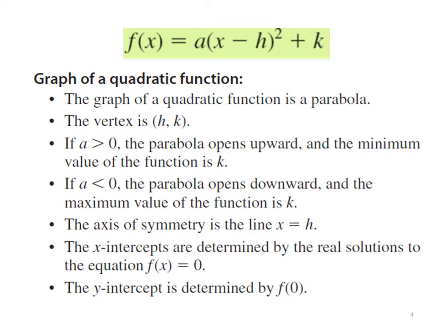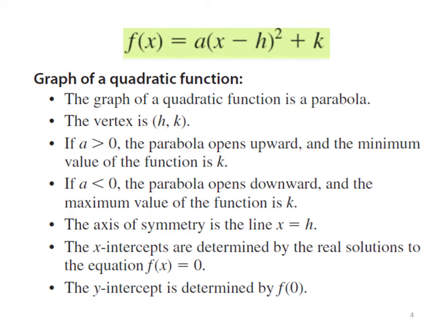A parabola either points upward or points downward, and that can be determined by the sign of a. If a is greater than 0, then the parabola opens upward. Here the vertex will give you a minimum value. The minimum value for the function will equal k, and that minimum of course occurs at x equals h. If a is negative, the parabola opens downward and the vertex now becomes a maximum. You will have a maximum value for the function equal to k. The maximum occurs at x equals h.